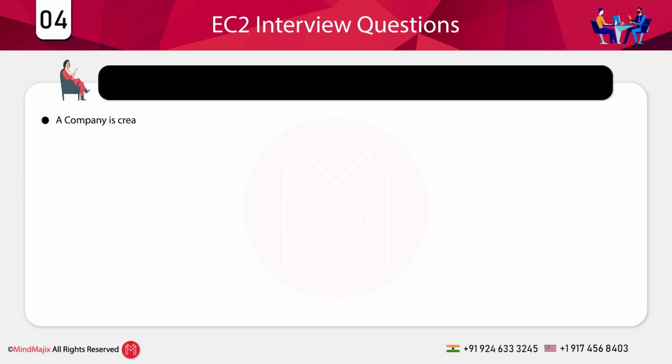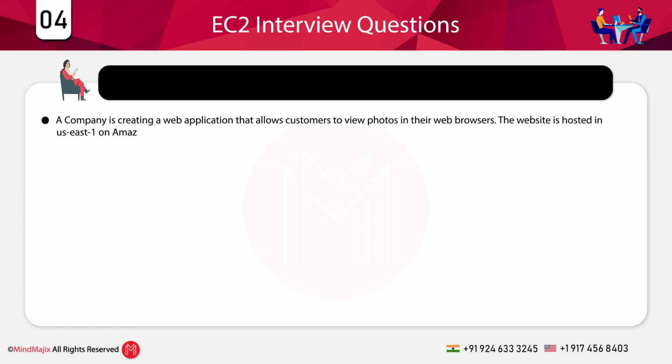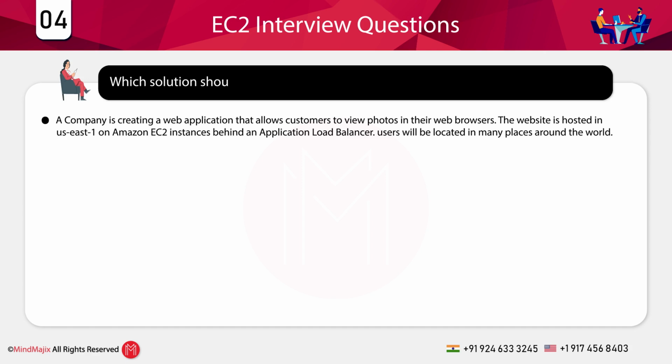A company is creating a web application that allows customers to view photos in their web browser. The website is hosted in US East 1 on Amazon EC2 instances behind an application load balancer. The users will be located in many places around the world. Which solution should provide all users the fastest photo viewing experience? So here your CDN should come to your mind, because the users are located all over the world and they want the fastest photo viewing experience. First, it's very important that the question makes sense to you. You should understand the question. Later on, you will be able to solve the answer anyway.